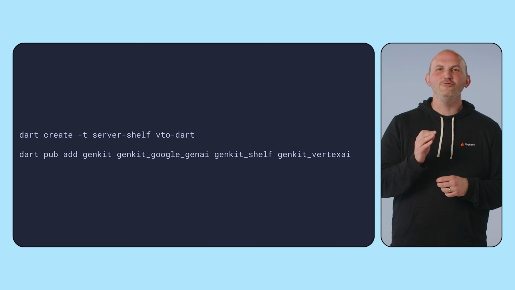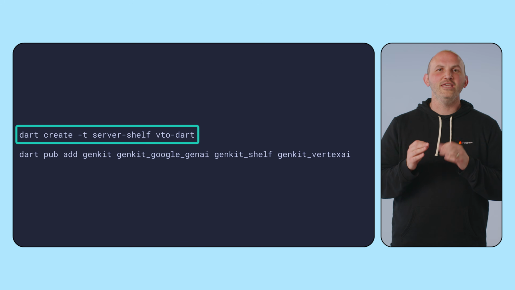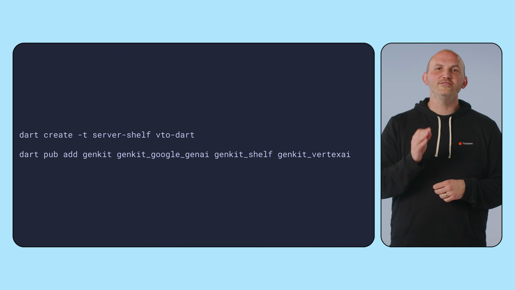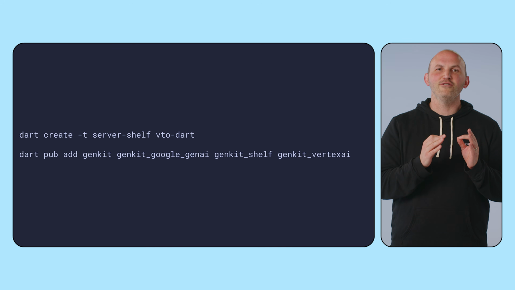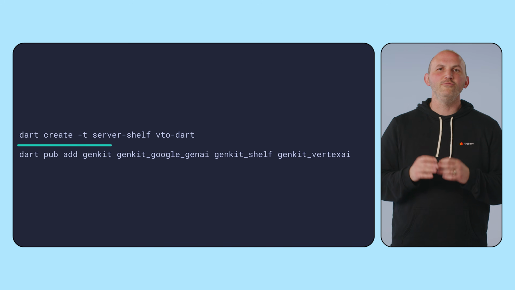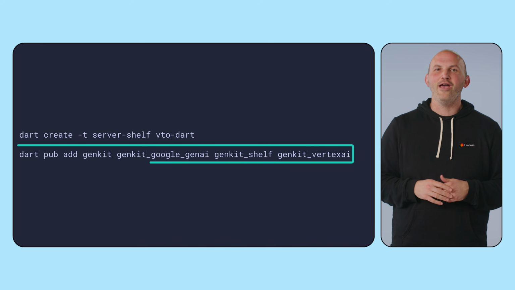First, you need to create a new shelf project with the following command: dart create -t server-shelf vto-dart. This tells the Dart CLI to create a new shelf server from the shelf server template and place the code in a project called vto-dart. With this, you then add some dependencies to Genkit with shelf, and you're good to go designing your app.